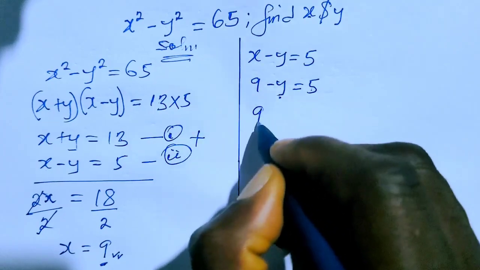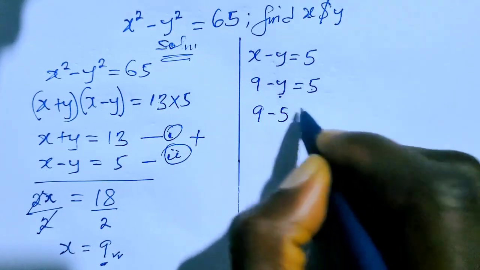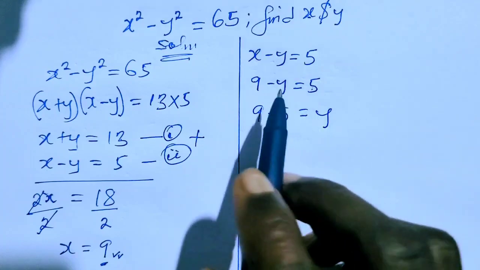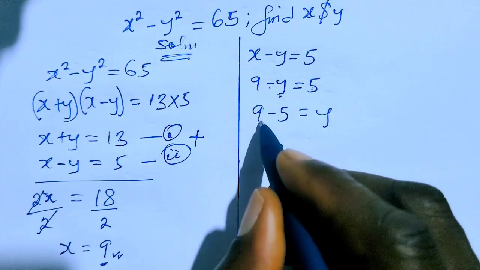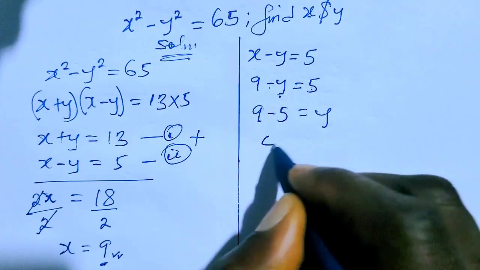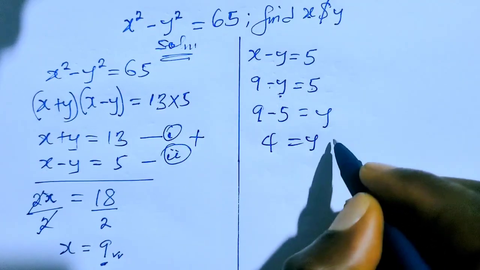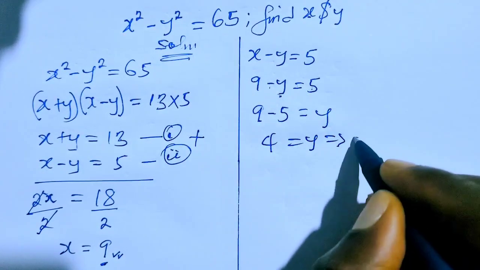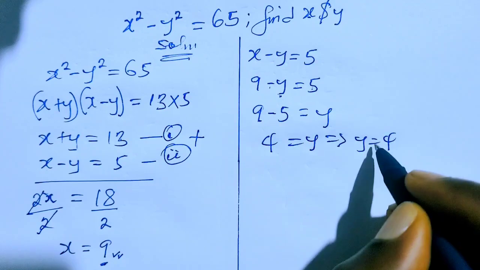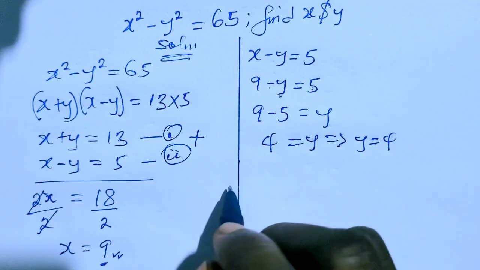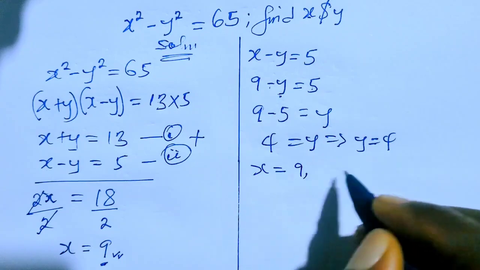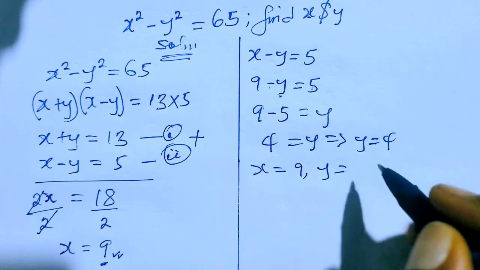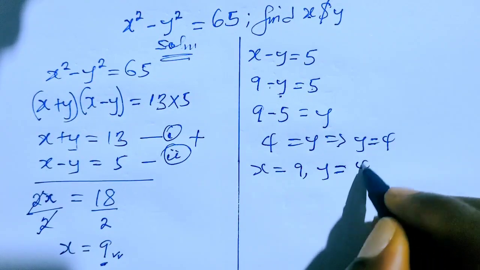The equation becomes 9 minus 5 equals y, because when negative y crosses the equality it becomes positive. So we have 9 minus 5, that gives us 4 equals y, and this also implies that y equals 4. Therefore, in summary, we have that x equals 9 and y equals 4.